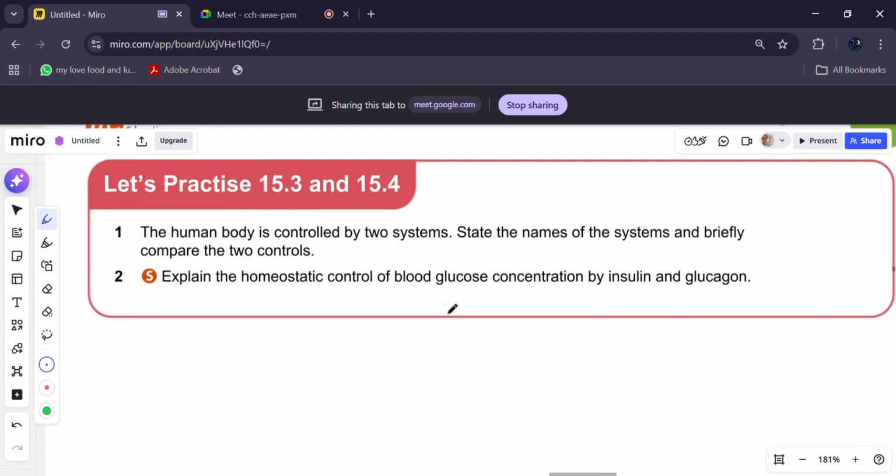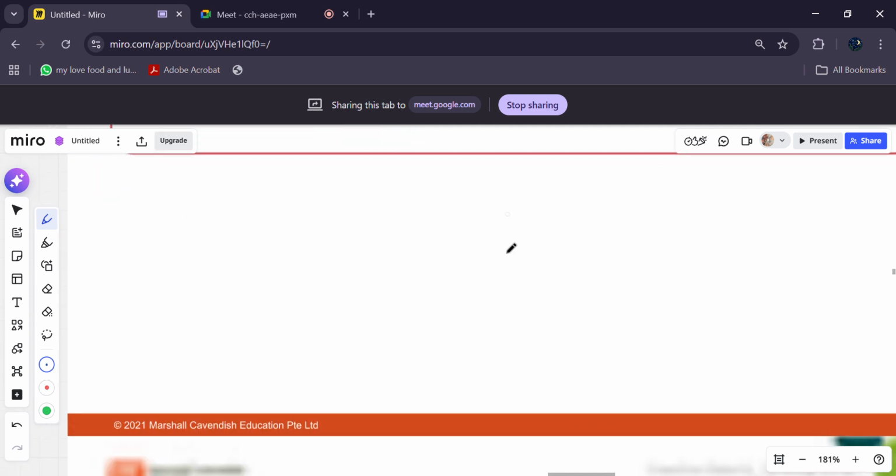Now here are some practice questions. The human body is controlled by two systems. State the name of the systems and briefly compare the two controls. And explain the homeostatic control of blood glucose concentration by insulin and glucagon.